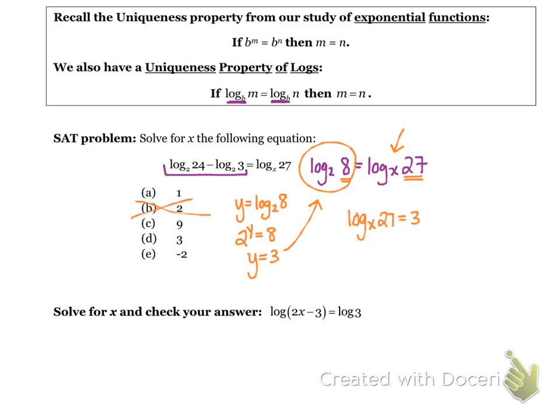Then again, we rewrite it as an exponential, and we have x to the third equals 27. What to the third gives you 27? 3. So x must equal 3.